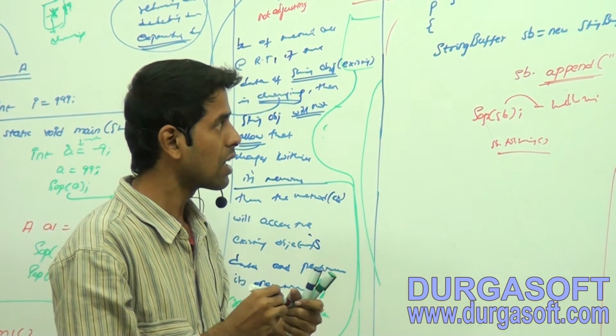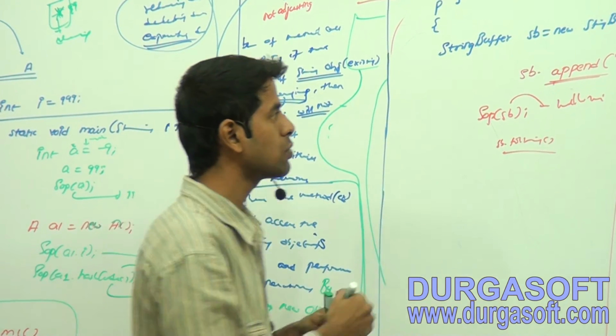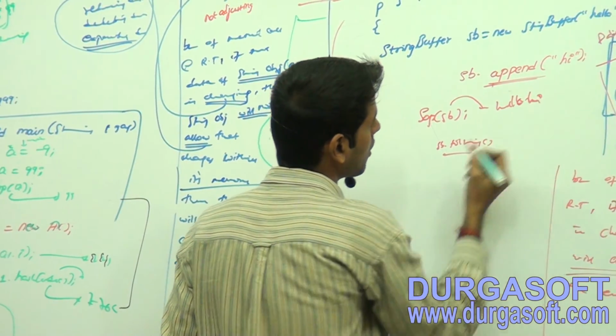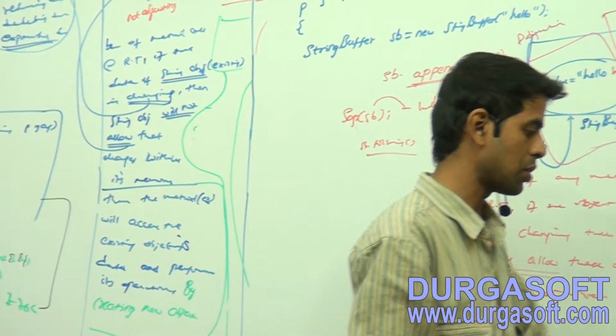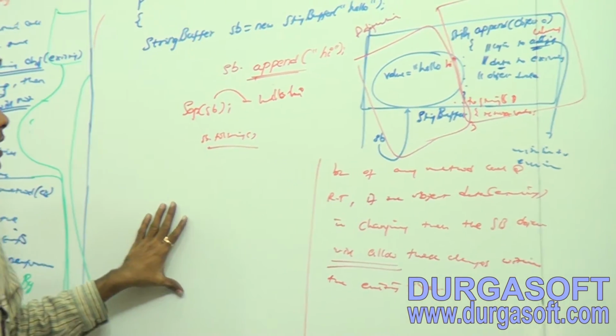So here the output will be Hello, hi. This is mutable, that is immutable. Mutable is adjusting, immutable is not adjusting. Observe here. Now let me compile and execute this one. You will get the output as Hello, hi. Let me put that piece of code, just a minute.